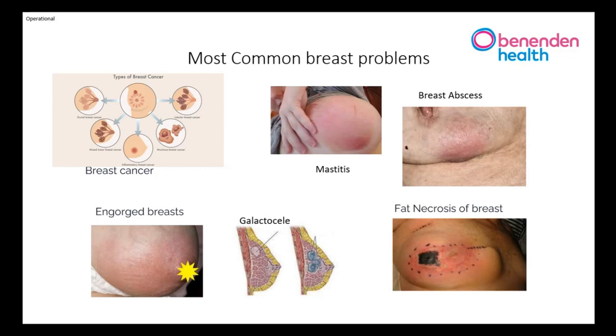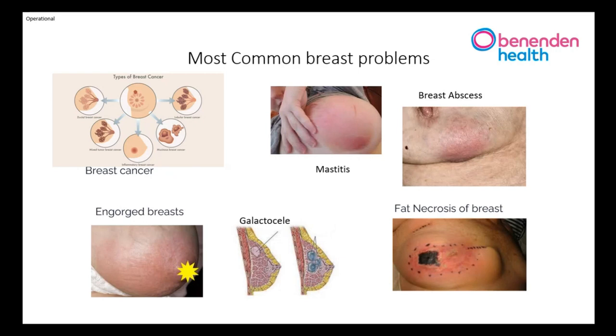You can also get other non-cancer related conditions. A common kind of condition is something called mastitis, and this is a really painful inflammatory condition of the breasts. Something like 30% of women who are lactating or breastfeeding will develop mastitis, and it usually happens 2 to 3 weeks after baby is born as well. You can also get non-lactational mastitis, so in women who are not breastfeeding, but that's quite rare.